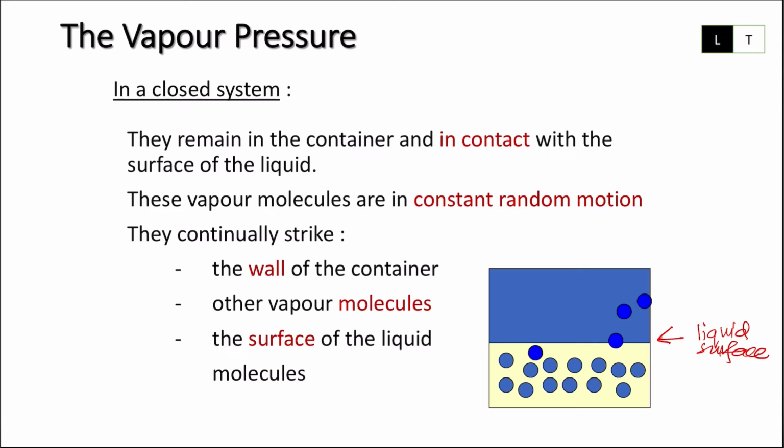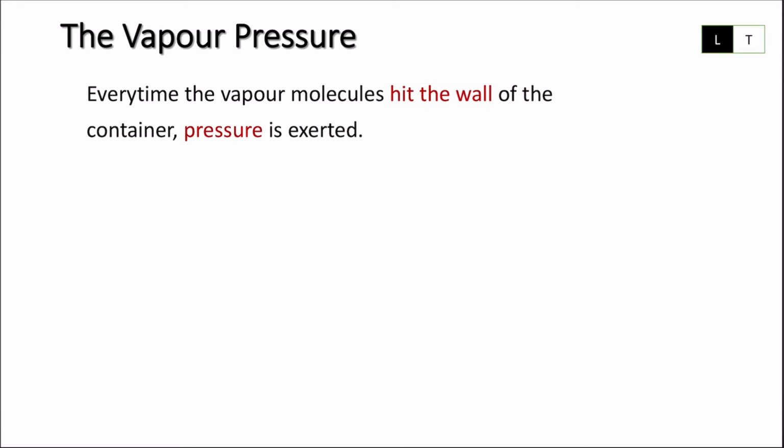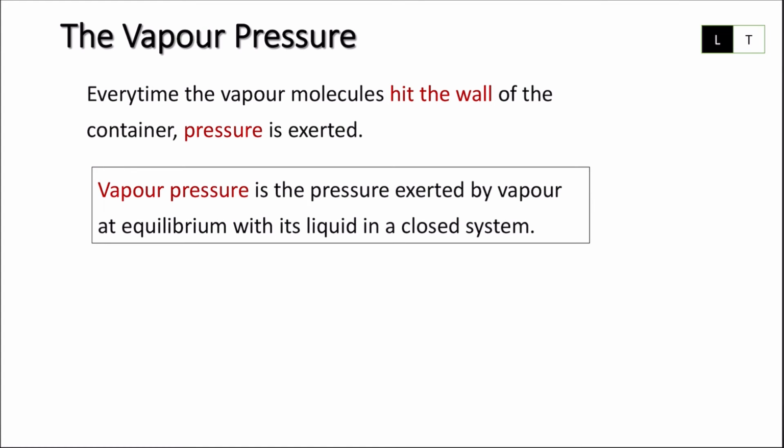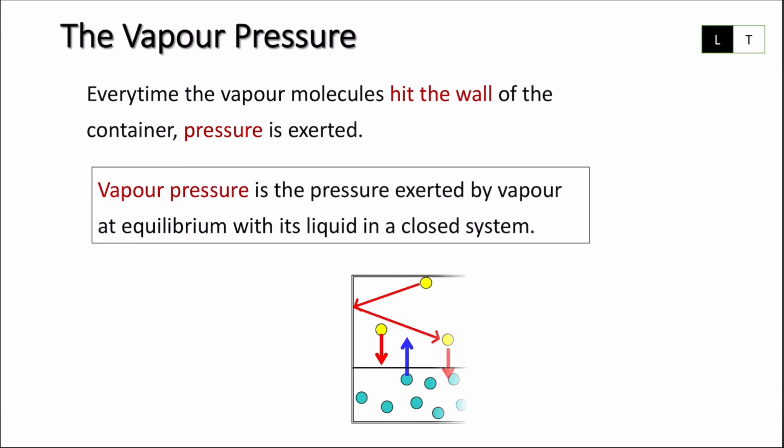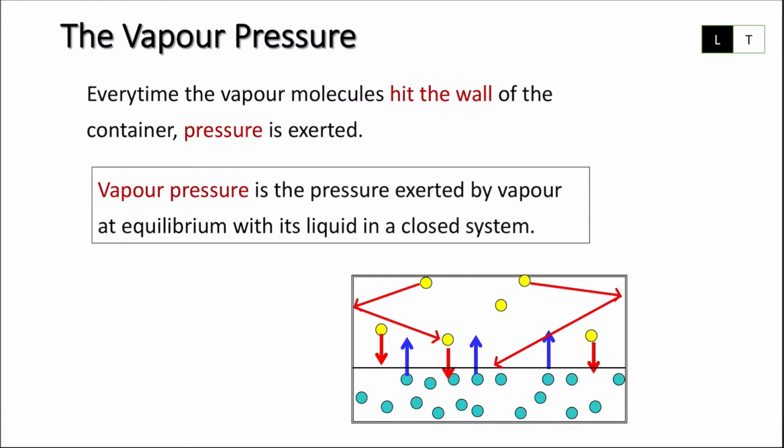So, maknanya dalam kes ini kita boleh relate. Every time vapor molecules hit the wall of the container, akan ada pressure dekat situ. Dan pressure inilah yang kita panggil sebagai vapor pressure. Dan definisi yang lebih detail adalah vapor pressure is the pressure exerted by vapor at equilibrium with its liquid in a closed system. Macam kita nampak dekat sini. Ini adalah vapor pressure. Awak boleh nampak lah yang vapor molecule awak warna kuning dan liquid molecule awak warna biru.